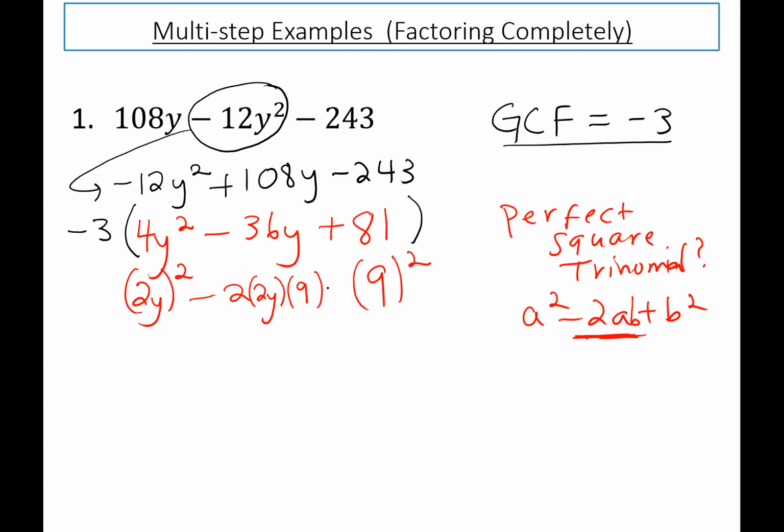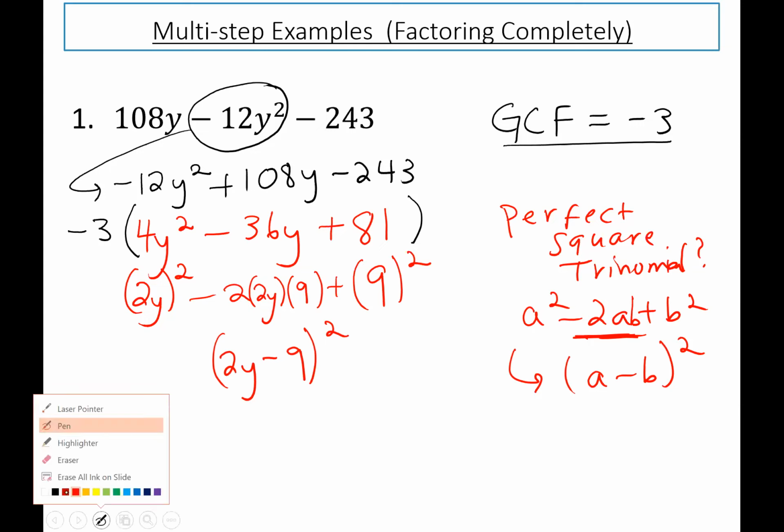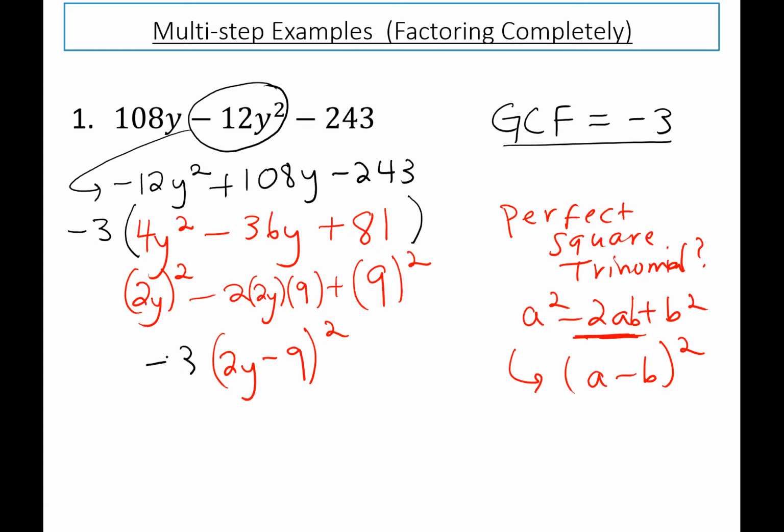So yes, it looks like we're all set up to use our formula, which just says this is equal to a minus b squared when I want to factor this. So a minus b, that would be 2y minus 9, parentheses, squared. And don't forget that negative 3 that we took out before. That's still here. That's still part of my answer. So our final answer is negative 3, parentheses, 2y minus 9, close parentheses, squared.